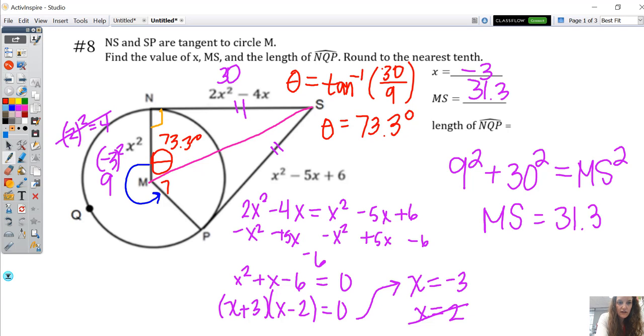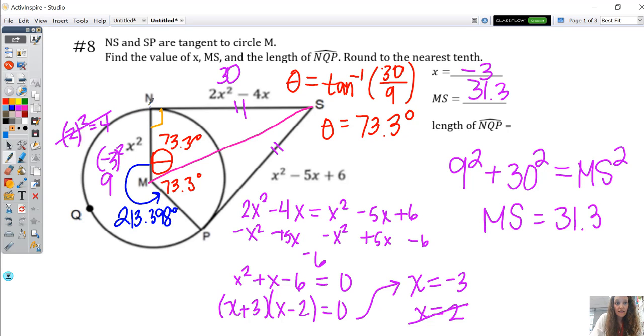This angle is also going to be 73.3 degrees. And so to get the measure of this big section of my circle, I'll subtract both of those angles from 360 and get 213.398 degrees for that big, large angle.